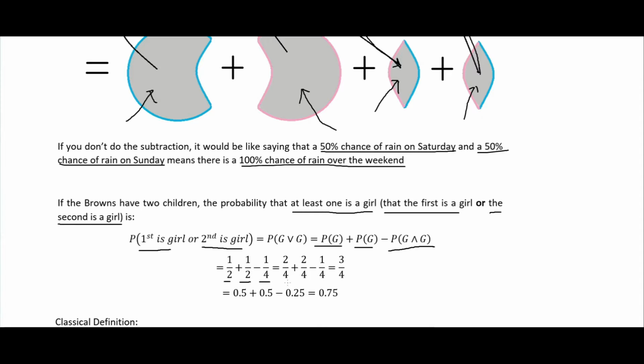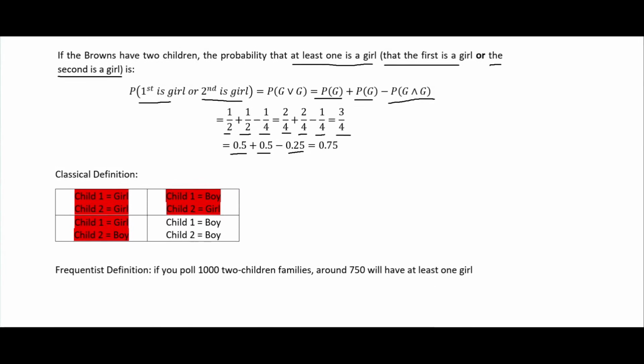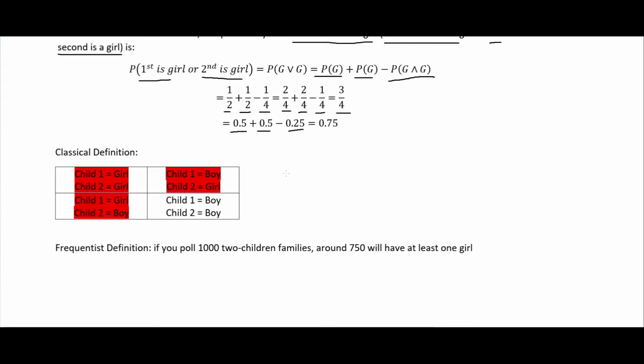If we then get the lowest common denominator, that's 2/4 plus 2/4 minus 1/4, which is 3/4, or 0.5 plus 0.5, which is 1.0, minus 0.25, which is 0.75. So there is a 0.75 chance that at least one will be a girl. If we look at the classical definition here, we see there is the chance where both of them are girls, there is the chance where just the second child is the girl, and the chance that just the first child is the girl.